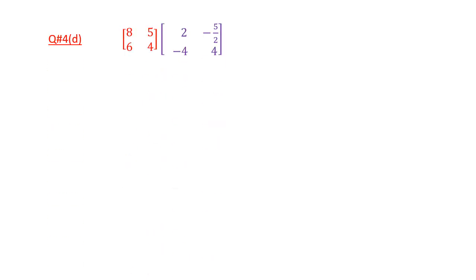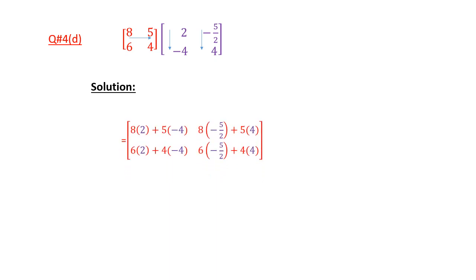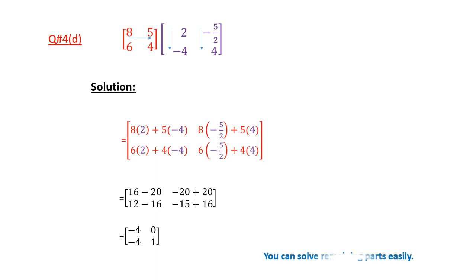Question number 4, part D. Here we have to multiply two different matrices. Its solution is, first of all, we will multiply the first row of the first matrix to the first column of the second matrix, and then the first row of the first matrix to the second column of the second matrix, like this. Similarly, we will multiply the second row of the first matrix to the first and second columns of the second matrix. After solving the values, we have the final result -4, 0, -4, 1. You can solve the remaining.